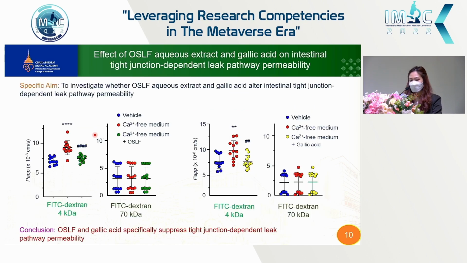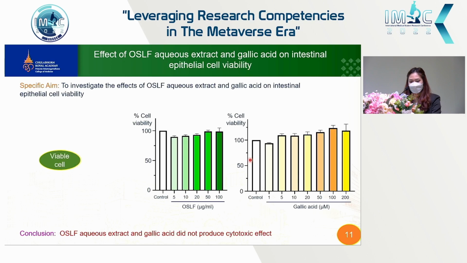So we use calcium-free media to induce tight junction disruption, which shows an increase in 4K Dalton permeability, but not 70K Dalton. This indicates tight junction-dependent leak pathway permeability, and both OS-LF and gallic acid can suppress tight junction-dependent leak pathway permeability. Next, we want to see the effect of OS-LF and gallic acid on intestinal epithelial cell viability, which shows a cytotoxic level.